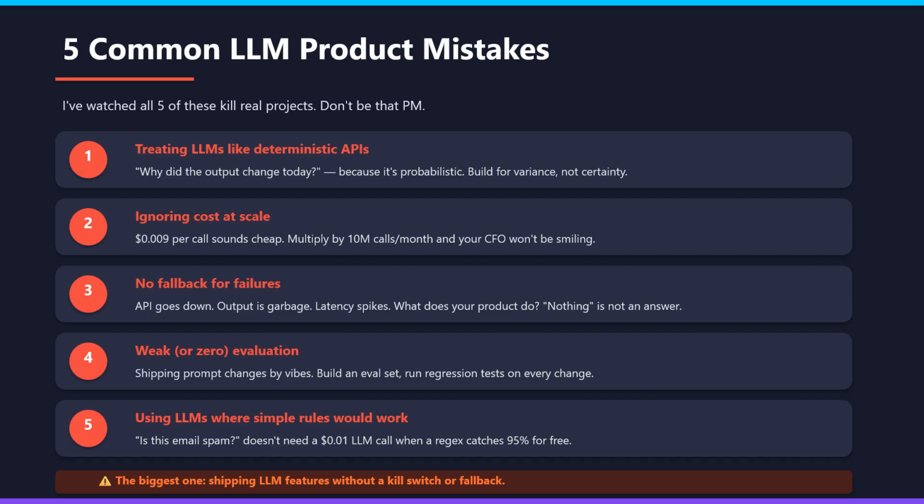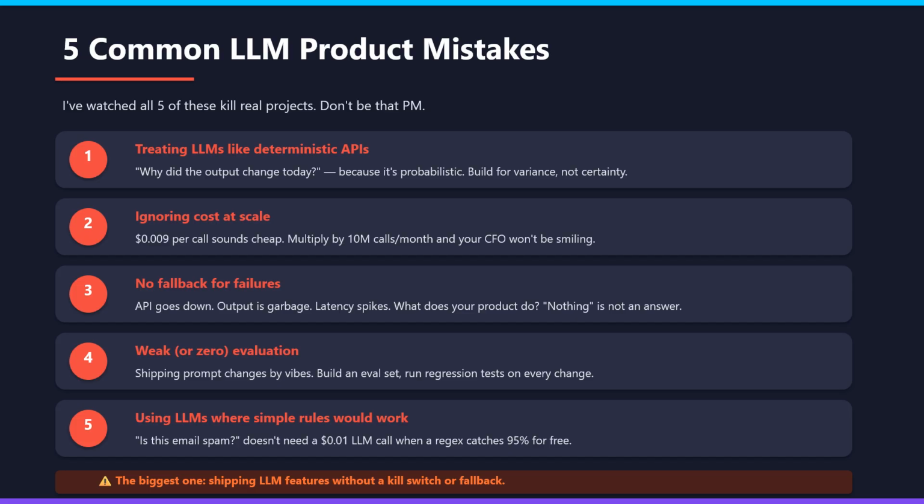So I have watched all 5 of these kill real projects. Don't be that PM. So let's go through each one on the screen. Mistake one: treating LLMs like deterministic APIs. Why did the output change today? Because it's probabilistic. So build for variance, not certainty. Same input can give different outputs. Your tests and your UX need to account for this.